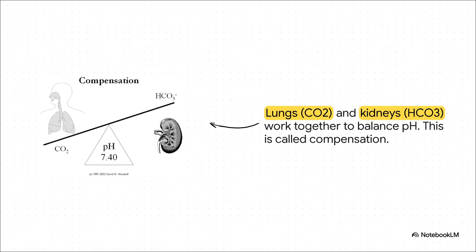And we're back to our trusty seesaw. Remember how the lungs control the acid, CO2, and the kidneys control the base, HCO3? Well, what's so cool is that if one system gets out of whack, the other one tries to fix it. That's called compensation. So for example, if the kidneys are failing and the body becomes acidic, the lungs will try to compensate by making you breathe faster to blow off all that extra CO2.